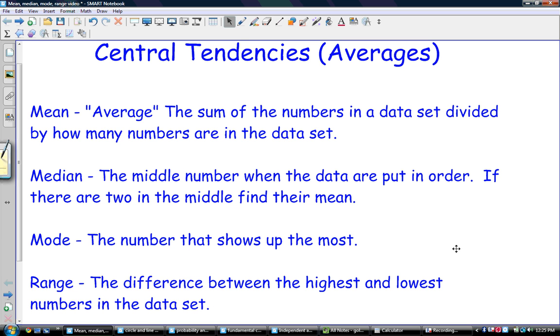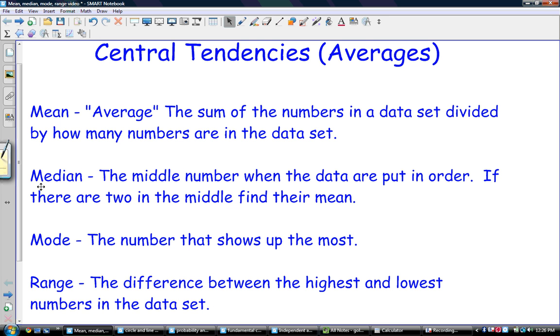These are all different types of averages, basically. I know most people, when they say the word average, are actually talking about finding the mean. But mean is just one type of average. The mean is where you find the sum, or you add all the numbers in a data set together, and then you divide by however many numbers there are in the data set. So when somebody is talking about finding the average, this is generally what they're talking about, but it's actually only one type of average. There are two other types of averages that we use.